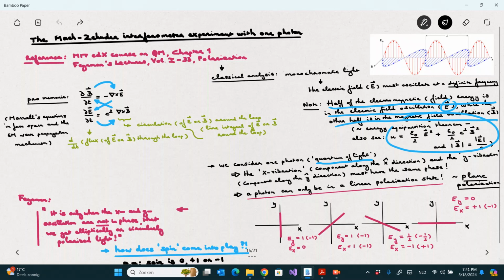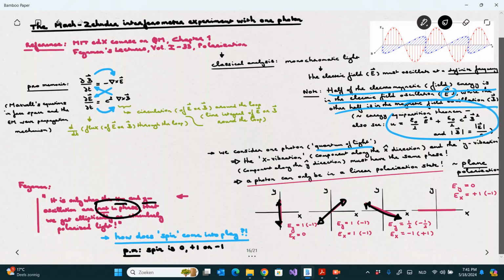But basically, circularly polarized light, when you think of it as being composed of individual photons that have a certain phase, which they oscillate up or down, is linearly polarized. So it's only when you start to think about an X vibration and a Y vibration that are not in phase that you get elliptically or circularly polarized light. So again, how does spin come into play then?